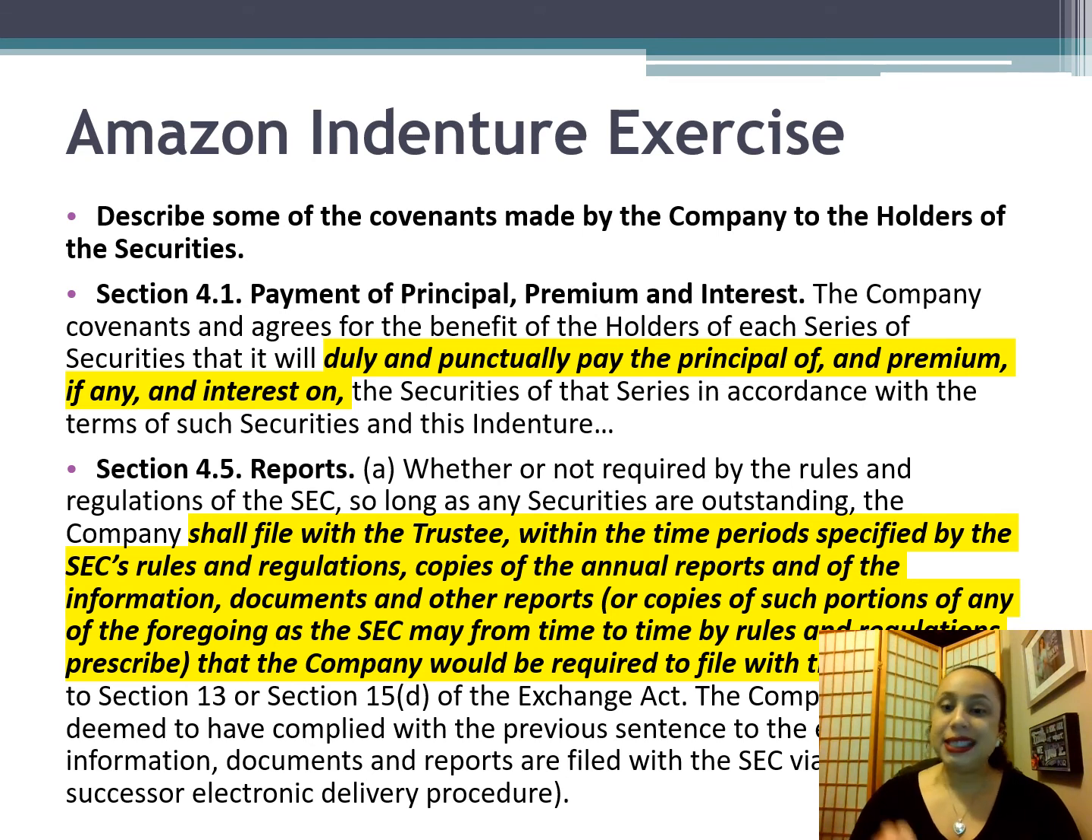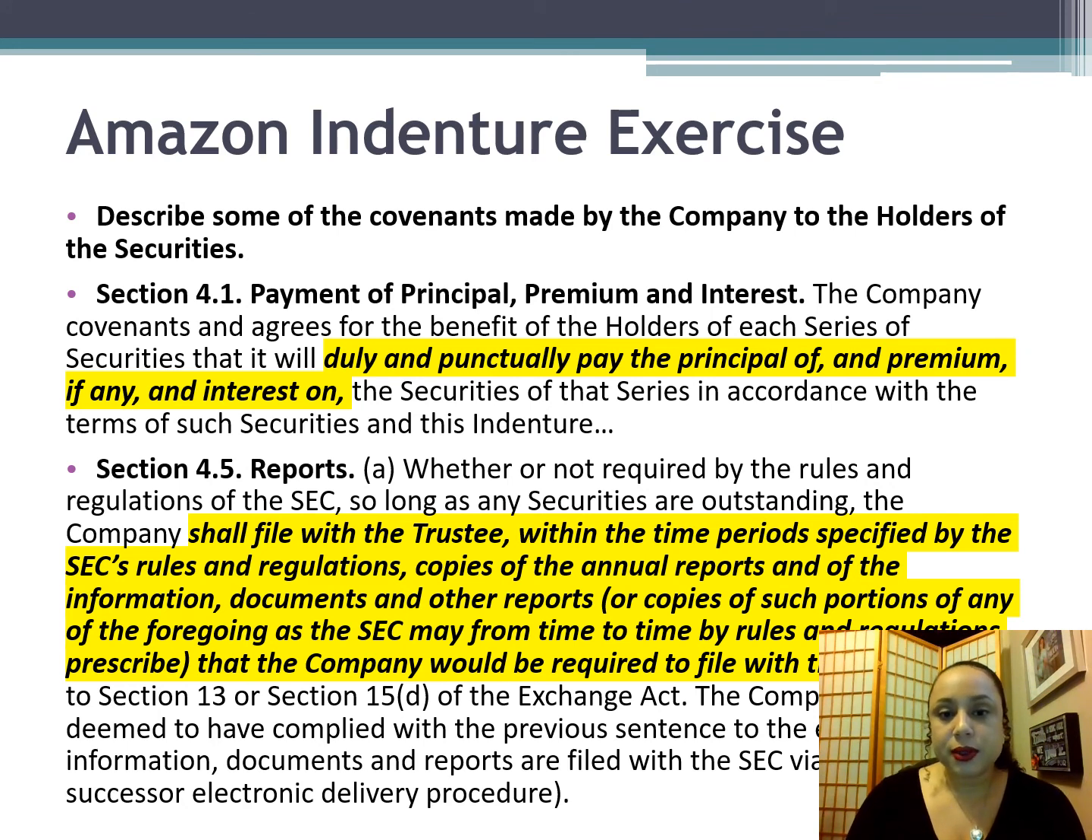Now, a question that I did not include here would be the default events. For those of you who are interested, you could look at this indenture to look at the default events, right? I'm guessing that the failure of the company to be punctual in paying the principal and the premium and the interest probably constitutes a default event. And the implications of these default events are provided in this indenture.